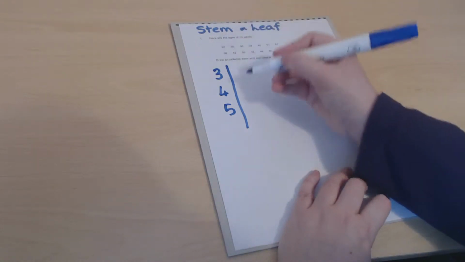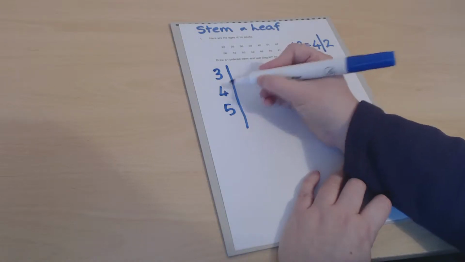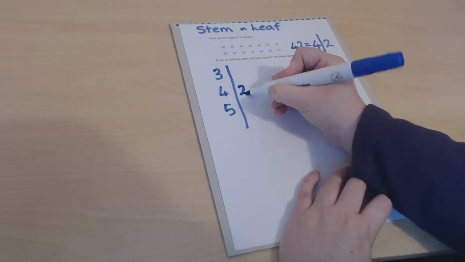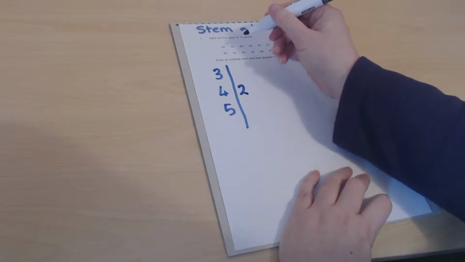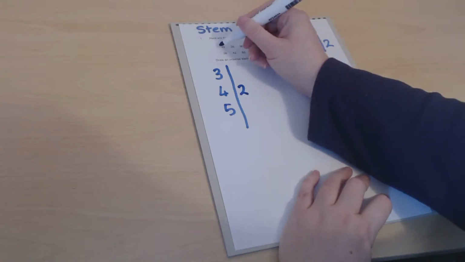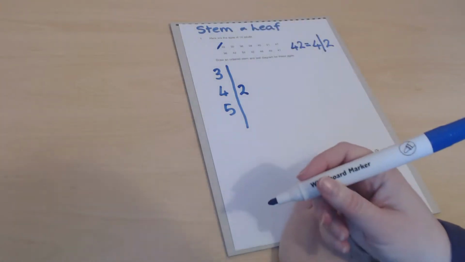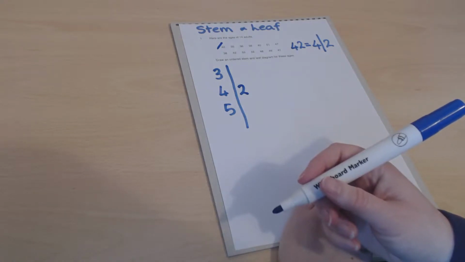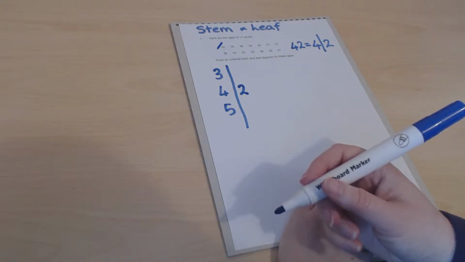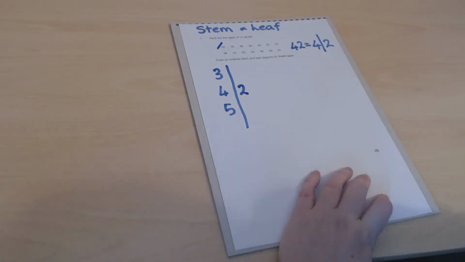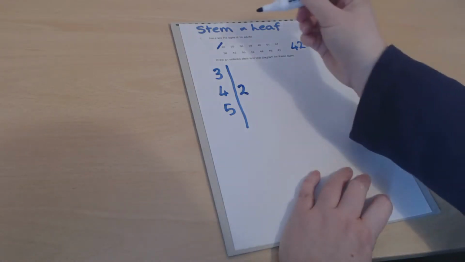So 42, we've already got the 40 part here, so we just write the 2. Normally if I was doing this, I would strike out the number, not through it, just strike it out so that I knew which ones I'd done and which ones I haven't. For today I'm just going to tick over the top.